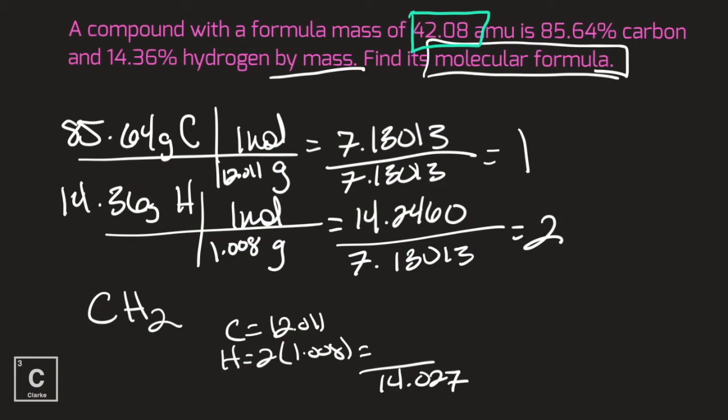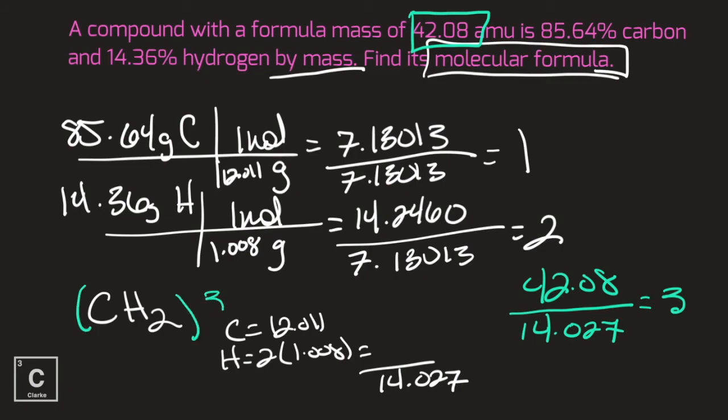So to find the multiplier, we're going to take the molar mass given to us, the molecular molar mass. That's the 42.08 given to us in our problem. And we're going to divide it by the molar mass of the empirical formula. That's 14.027. Now this should give us a whole number, 3. 3 is our multiplier. So we need to take our empirical formula and multiply it by 3. So our molecular formula is C3H6.